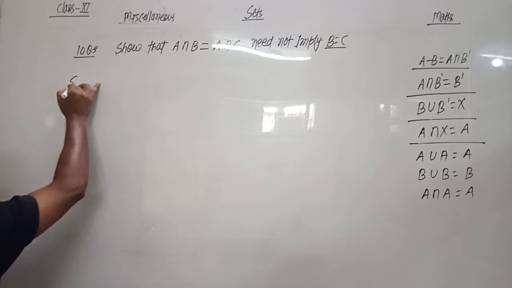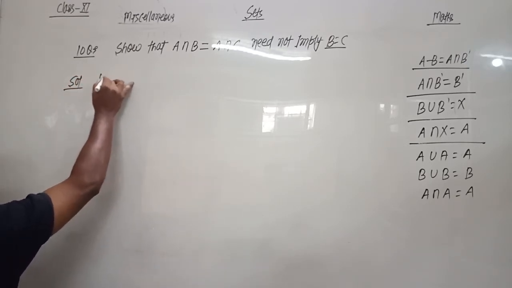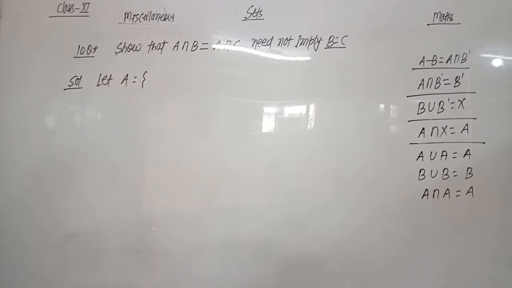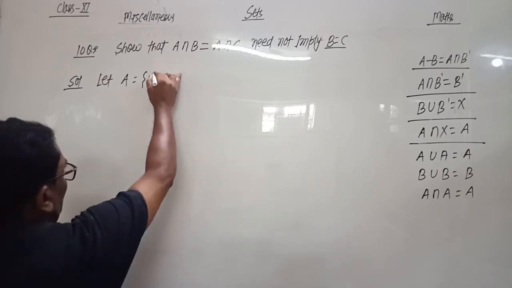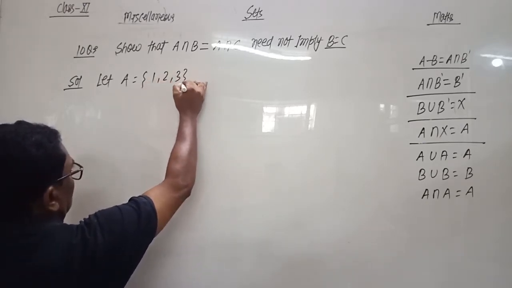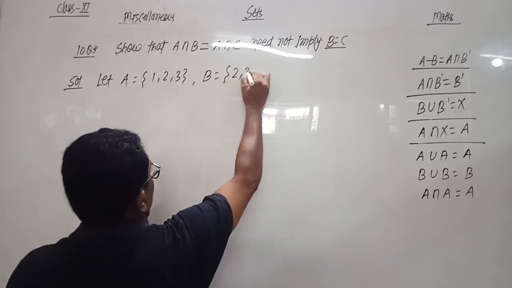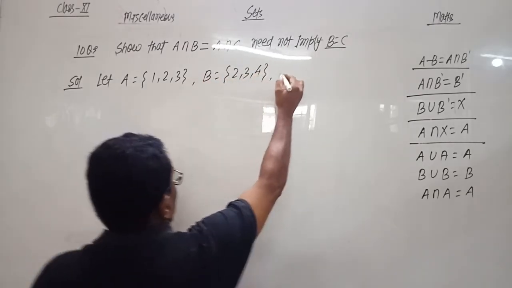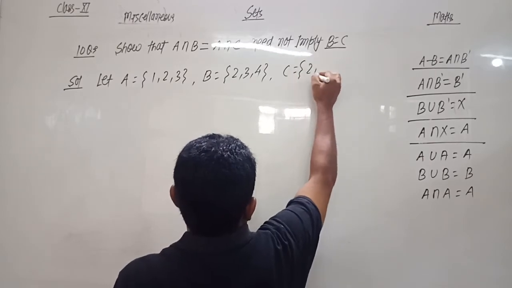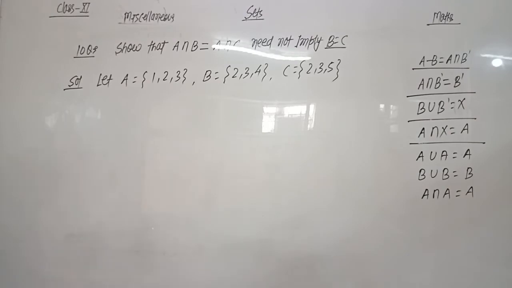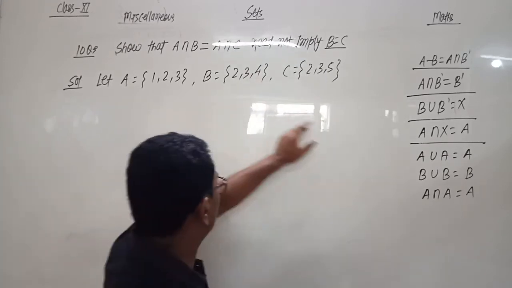Let A equal 1, 2, 3. Set B equals 2, 3, 4. And set C equals 2, 3, 5. We have taken three sets A, B and C. A equals 1, 2, 3, B equals 2, 3, 4 and C equals 2, 3, 5.